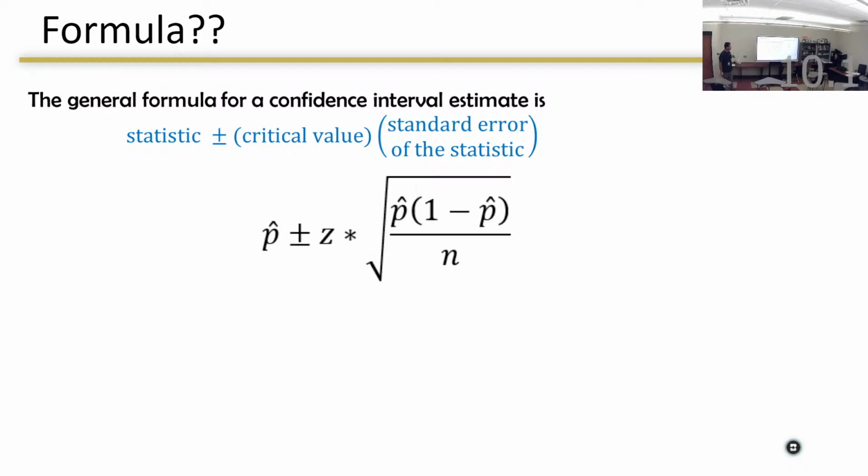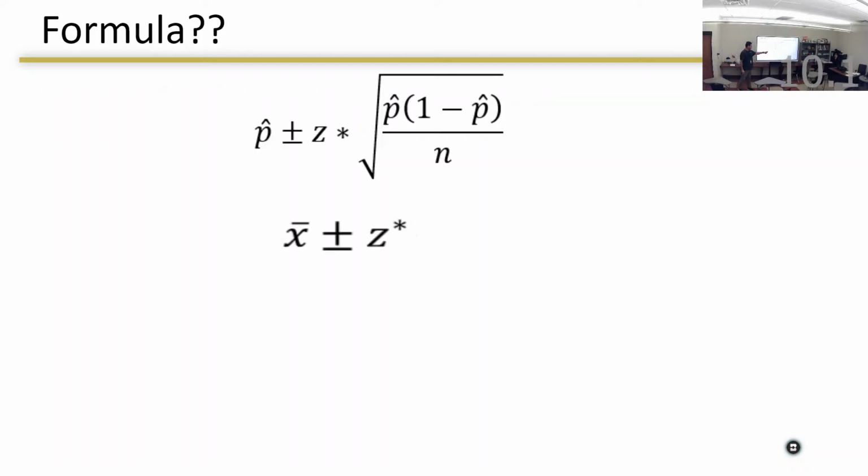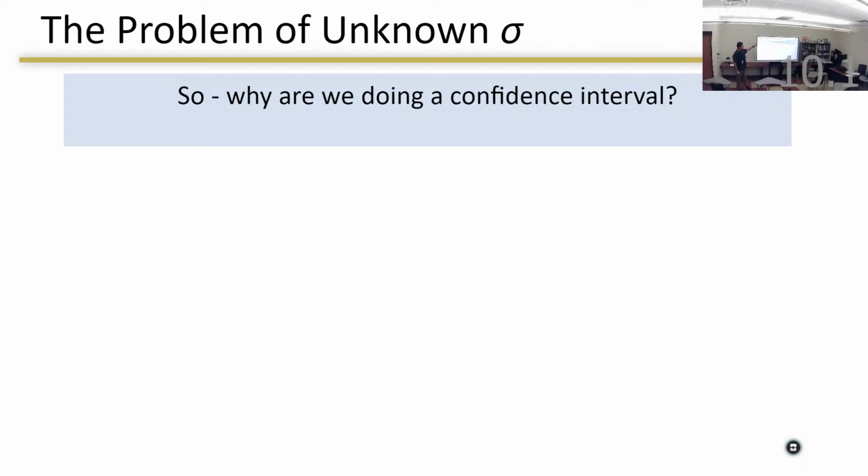So here we go. Let's talk. Click, click, click, click. Don't use this. Don't do this. All right. So big picture here, guys. Why are we doing a confidence interval? Because we don't know the population average. Fair enough? That's why we do a confidence interval, because I don't know the population average.